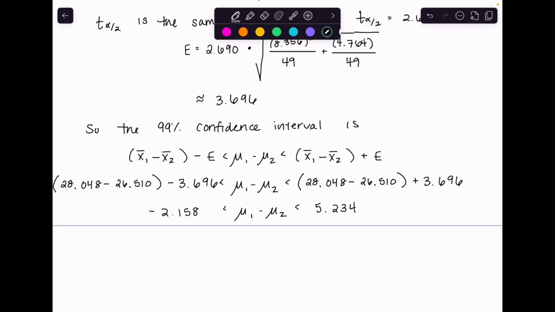Again, the claim I'm making is that the two means are equal, so their difference is equal to 0. If I look at my confidence interval, it contains 0. Because of that, I cannot reject the null hypothesis. There is a possibility that the difference in means is 0, meaning the means are equal. So since the confidence interval contains 0, we fail to reject the null hypothesis.